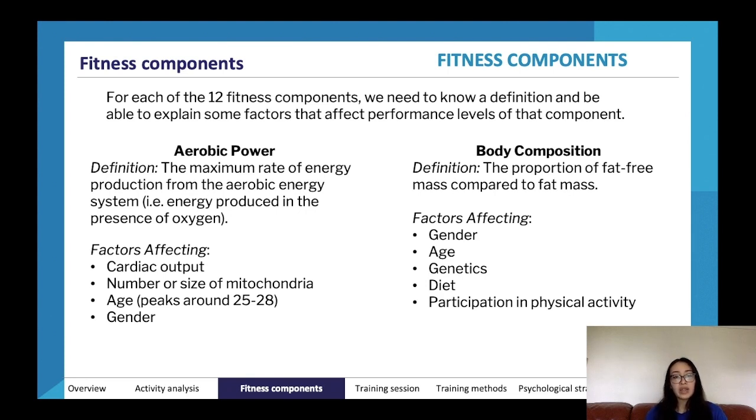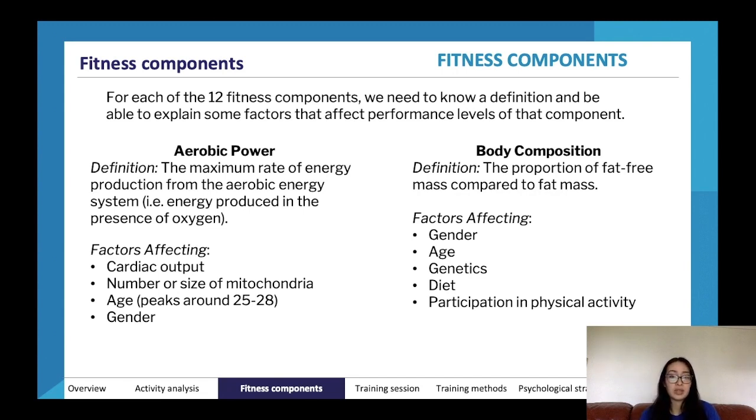Something else which can affect aerobic power is age. So it peaks around age 25 to 28. After this, it does start to decline a bit. What this means is that often people within this age range have the most effective aerobic power. So if you are to run a marathon, 25 to 28 might be the peak age to do it. It could be to do with your muscles developing, or mitochondria, things like that.